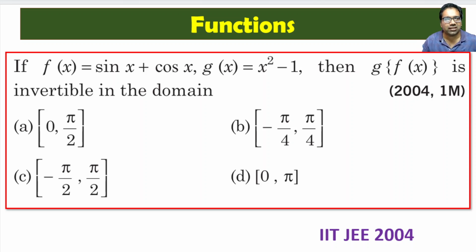Hi friends, here we are given f of x equal to sin x plus cos x and g of x equal to x square minus 1. Then g of f of x should be invertible. What does that mean? A function can have an inverse only when it is 1-1. When is it 1-1? When it is either continuously increasing or continuously decreasing.